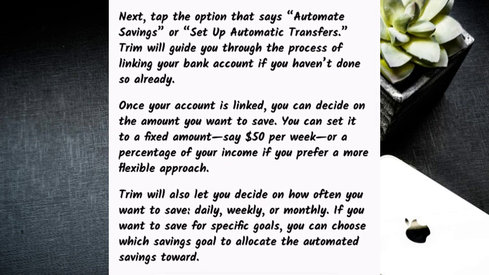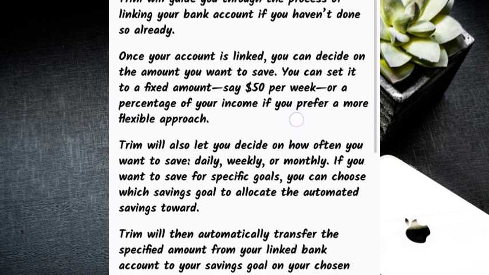Once your account is linked, you can decide on the amount that you want to save. You can set it to a fixed amount, say $50 per week, or a percentage of your income if you prefer a more flexible approach. Trim will also let you decide on how often you want to save. It could be daily, weekly, monthly, or whatever. If you want to save for specific goals, you can choose which savings goals to allocate the automated savings towards.